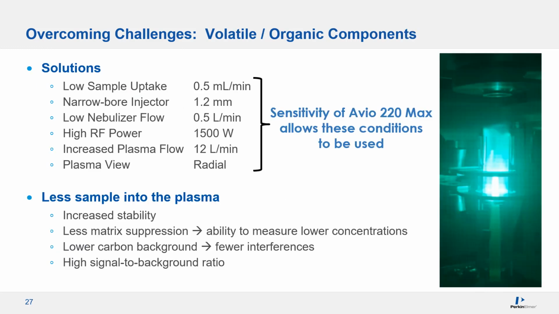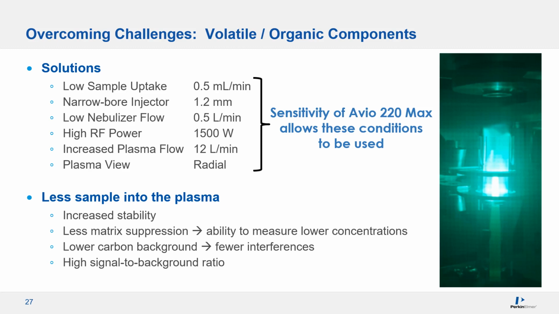So how do we deal with the volatile organic compounds? Well, for solutions, we use a low sample uptake rate, 0.5 mL a minute. We use a narrow bore injector, combined with the low sample uptake rate and a low nebulizer flow of 0.5 mL a minute. We're limiting the plasma loading, which has the other benefit of reducing matrix effects and the carbon background. We're also going to use a high RF power, high plasma power of 1,500 watts.